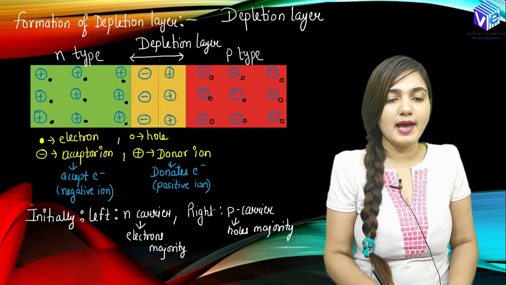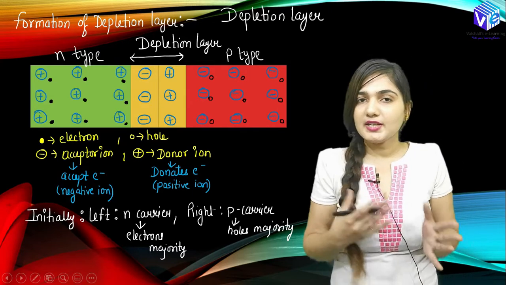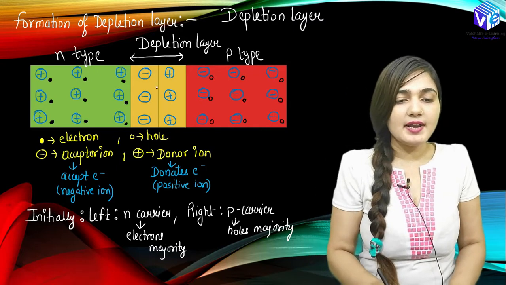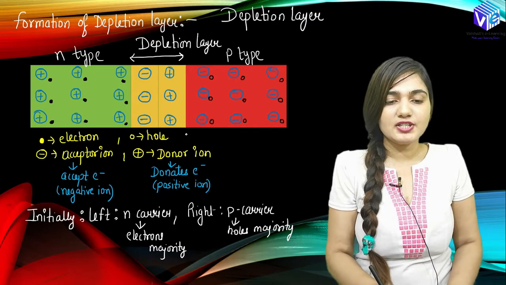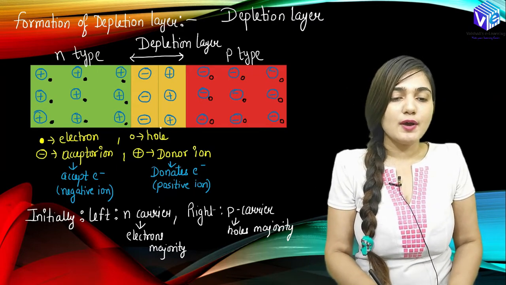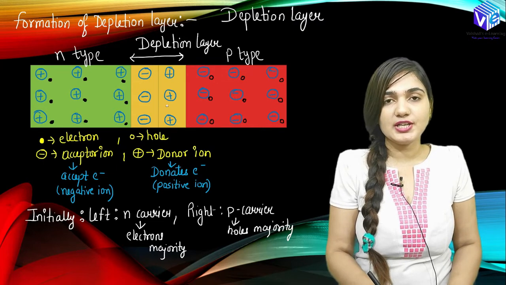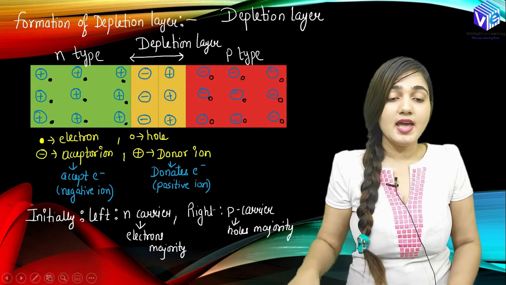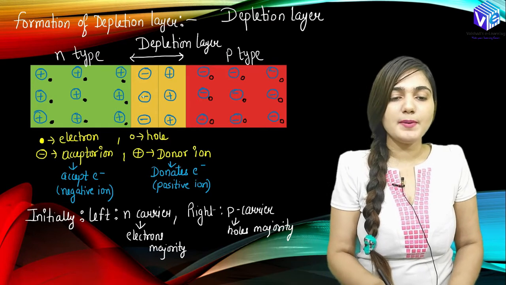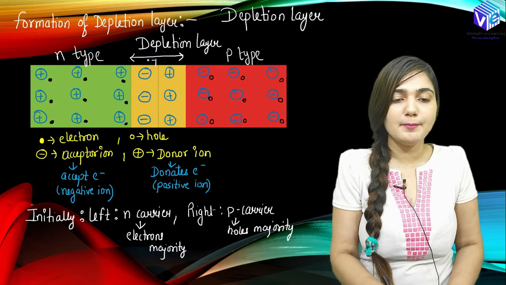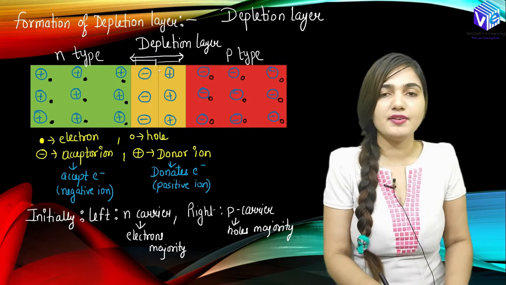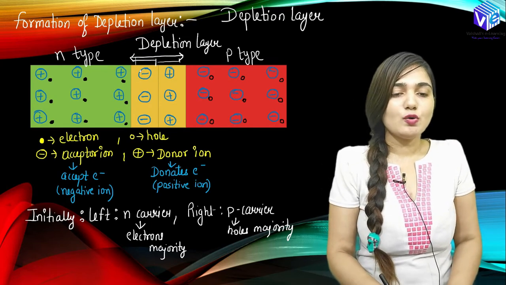Now at the depletion region, what will happen? At the interface, at the PN junction, I told you that in the near region we will be having some changes. So what changes will I have at the depletion region? The depletion region is the near area of the PN junction at the interface. From the interface, somewhat towards the left side and somewhat towards the right side, we will be having the depletion layer.